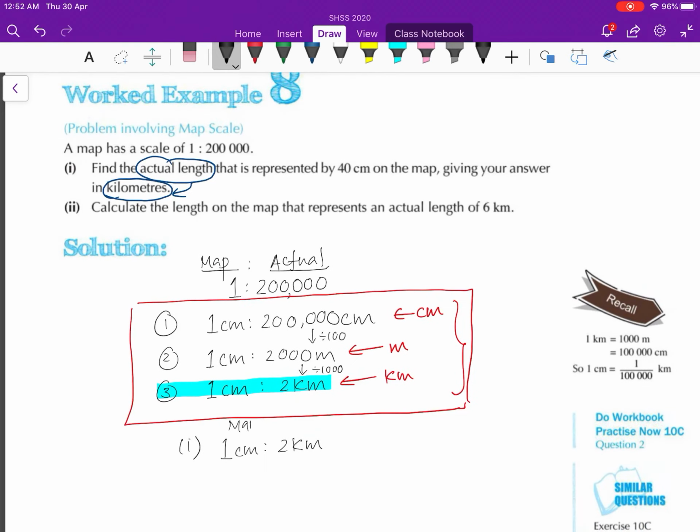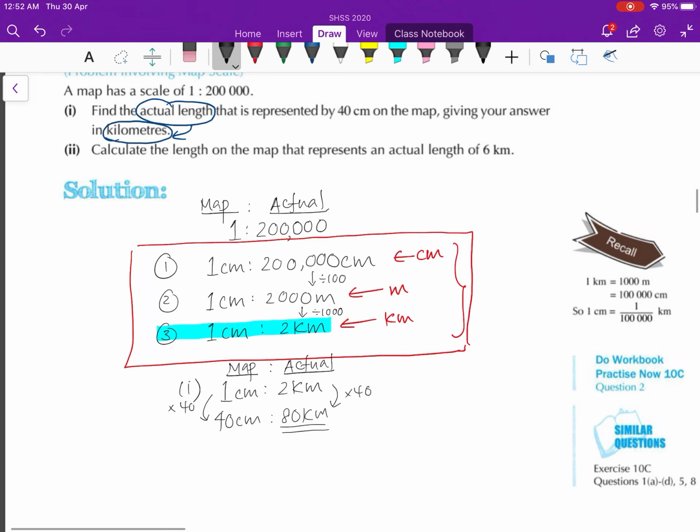40 cm is on the map. On the left is the map. On the right is the actual. 40 cm on the map, which means to get 40 cm, I need to multiply by 40. On the right, I also need to multiply by 40. 2 times 40 is 80 km. Answer is 80 km. But of course, I need to write. Therefore, actual length is 80 km. Finish. Done.